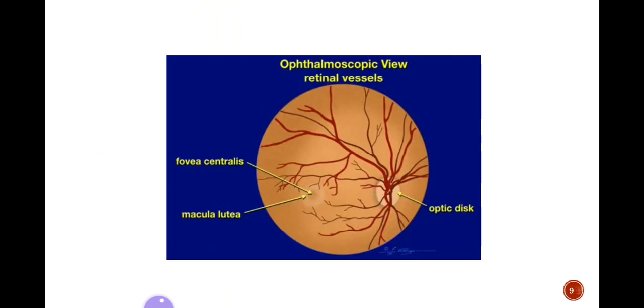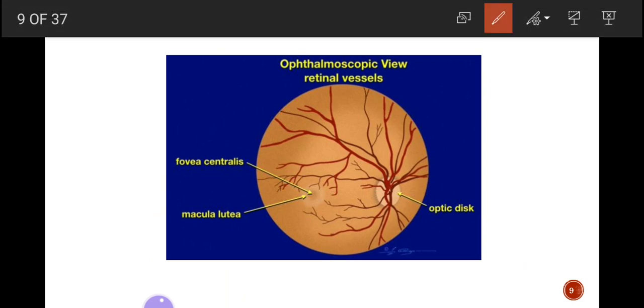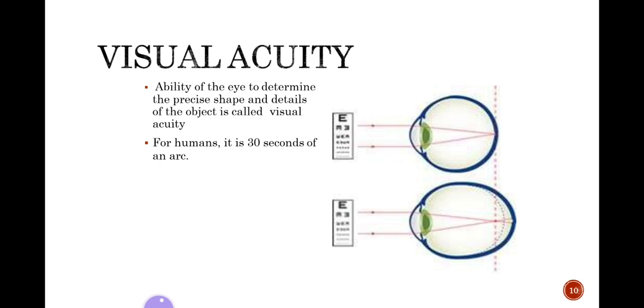This picture shows the ophthalmoscopic view. This picture shows that we can see the optic disc, fovea centralis and macula lutea with the ophthalmoscope. In which diseases is ophthalmoscopic examination important? It is important in diseases in which vessels can be damaged, like diabetes, hypertension, and retinal detachment. In these diseases, the ophthalmoscopic view of retinal vessels plays the major role.